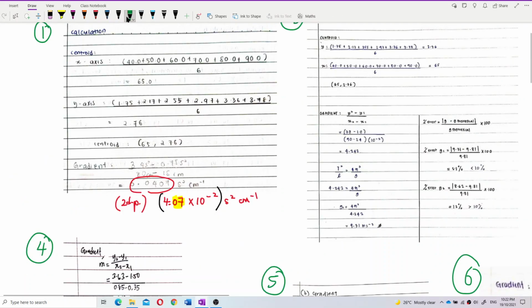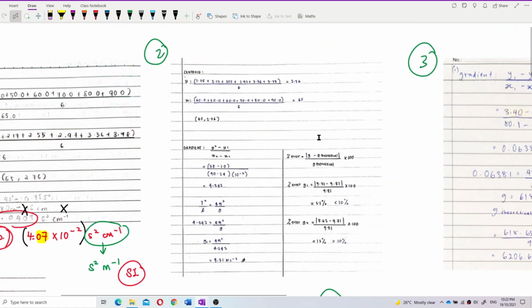This one you must change to what? To second square per meter. So must be SI unit. Must be 2 decimal place and must be SI unit. So also wrong again here. See that? Here wrong again. This one also the decimal place is wrong. So change to SI unit. How to change? Think of how to change.